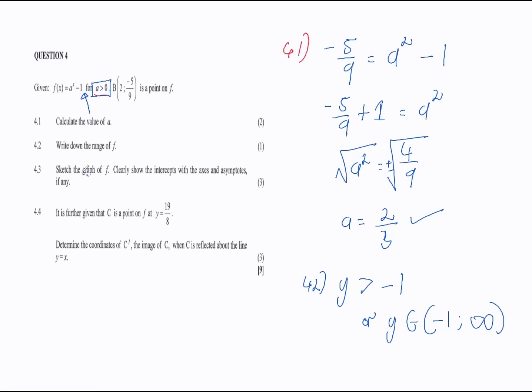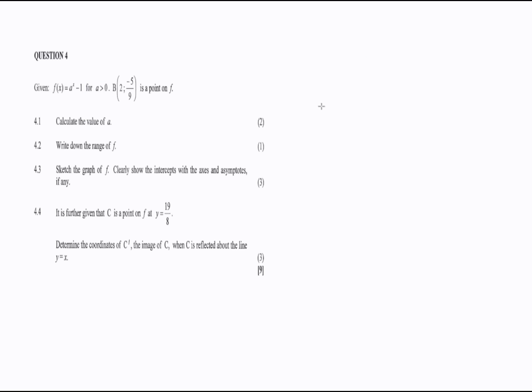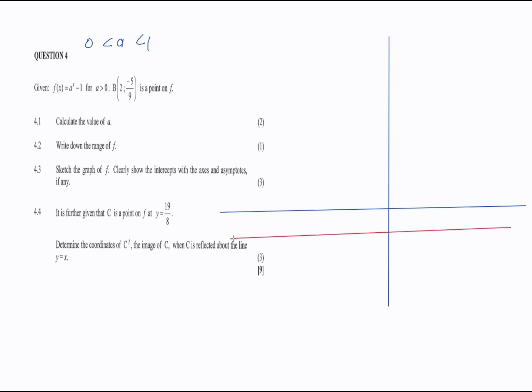Then 4.3 says sketch the graph of f, clearly show the intercepts with the axes and asymptotes if there are any, right? So now remember that since we calculated our a value and found it to be a fraction, this is where our a value is between 0 and 1. So we know that this is a decreasing function, right? So let's highlight our asymptote there in red. So our asymptote will be at negative 1.